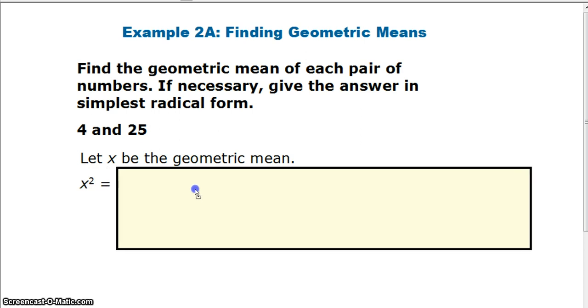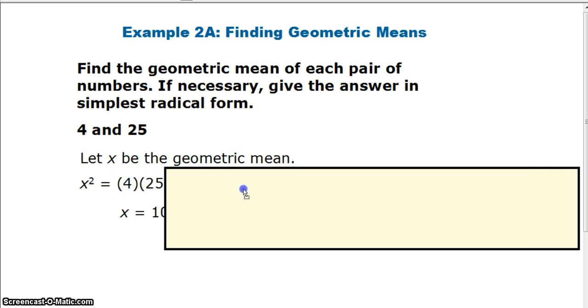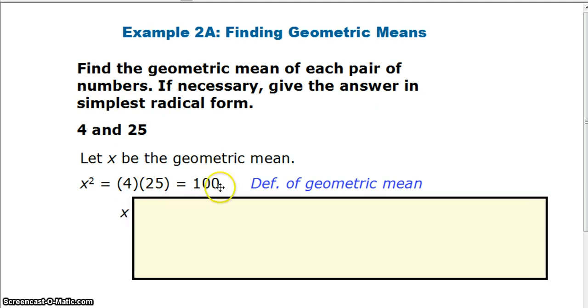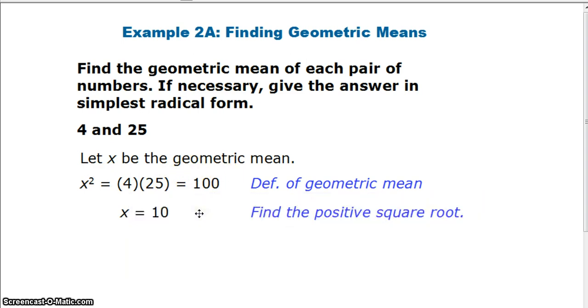So x squared equals 4 times 25. So we multiply them together and we have x squared. That's by our definition of geometric mean. So if we want to find the value of x, we simply take the square root of the left side, take the square root of the right side, and the square root of 100 is 10. So we have the positive root, okay? We're finding the positive root because it's typically a dimension that we're finding.